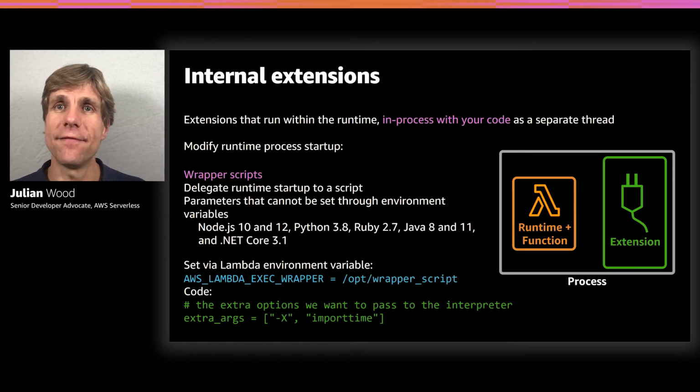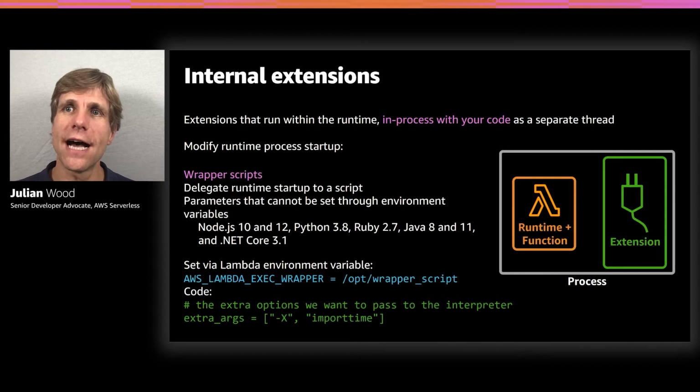Here you can see the function is configured to run a wrapper_script file, which manages the runtime process, and showing a code snippet from this wrapper script for Python, which adds the -X parameter to the runtime startup, which asks Python to add the importtime command line parameter, which shows you how long each import takes. And you can use wrapper scripts in many ways to control runtime startup.